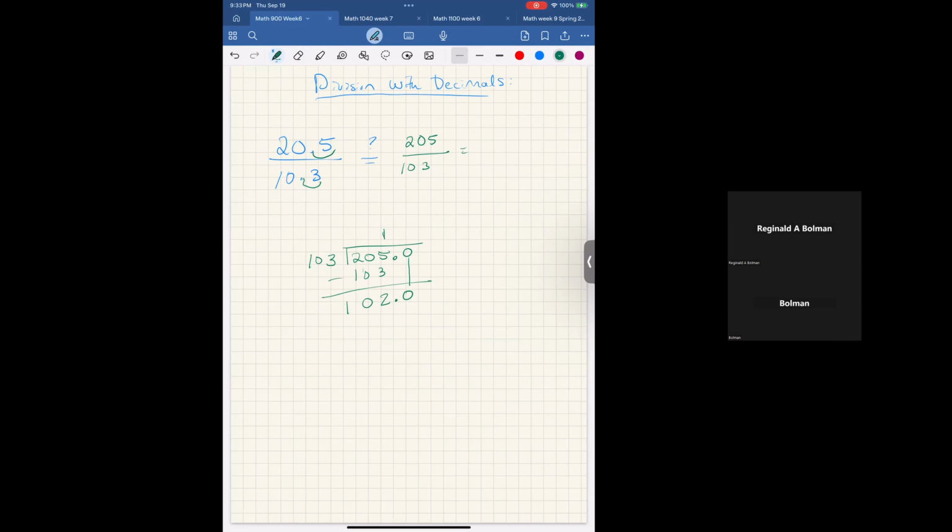Okay, and I would estimate that it goes exactly 9 times, and I would hope it goes 9 times. 9 times 103. I'm going to go to the side of my page, do this calculation real quick. 9 times 3 is 27. Carry your 2. 9 times 0 is 0. Plus 2 gives you 2. 9 times 1 is 9.